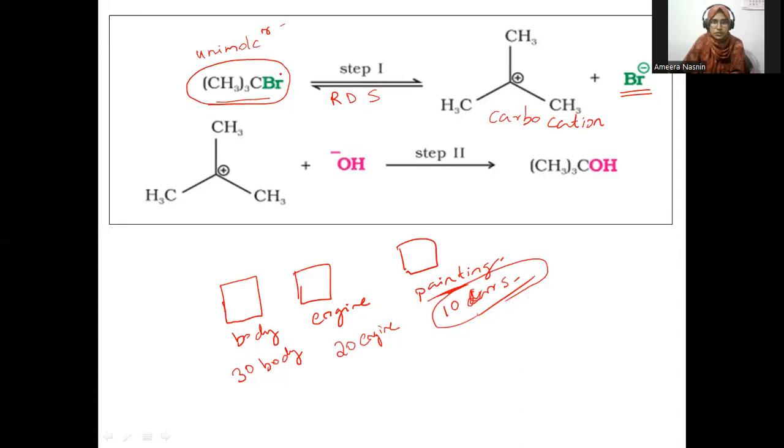So there is a formation of carbocation, and after that the nucleophile comes and attacks this carbocation in the second step, and we get our product. This reaction is very much dependent on the stability of the carbocation, and we know that tertiary carbocation is more stable than secondary carbocation, which is in turn more stable than primary carbocation. That's why tertiary carbocations prefer to undergo unimolecular reactions.